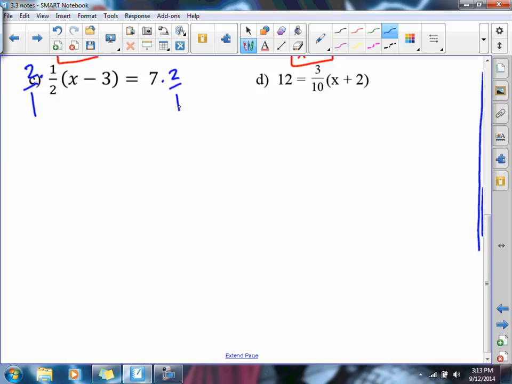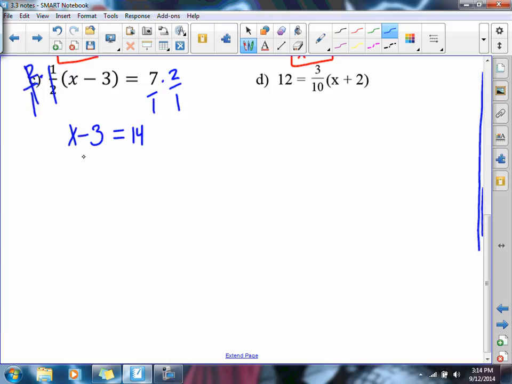And what I do to one side of the equation, I have to do to the other. Again, you don't have to multiply the 2 to the x or the minus 3. It's just the whole left side and the whole right side of the equation. Now, the nice thing about the 2 and the 1/2 is that they cancel, so that x minus 3 kind of pops out of those little parentheses. And then 7 times 2 is going to be 14.